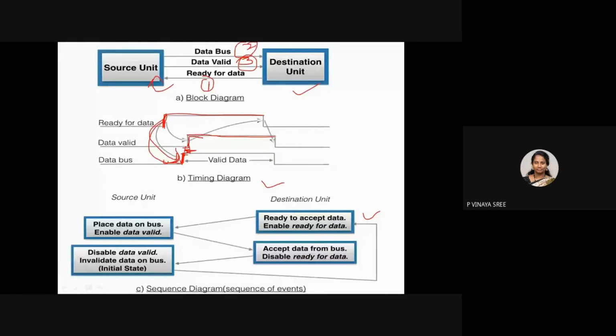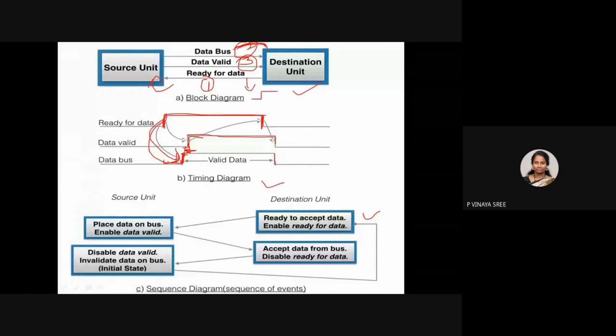Can anyone tell me, when will the source unit disable data valid and invalidate the data from the data bus? Until how much time does it place the data on the data bus? Yes, until ready for data is high, which means the destination is still accepting the data from the data bus. Until then, this will be in enabled mode.